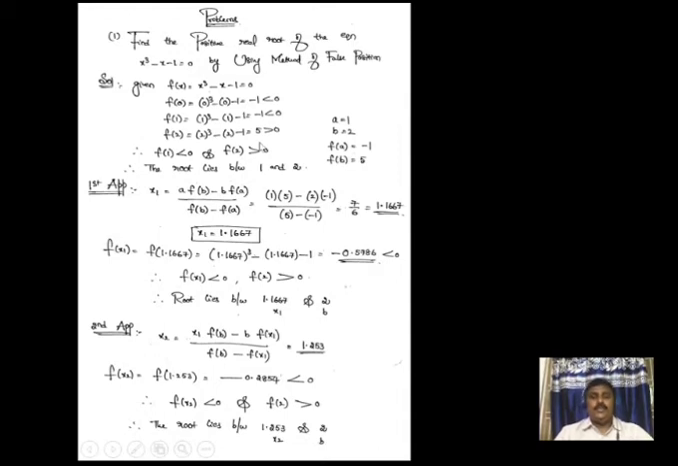The first problem is: find a positive root of the equation x cube minus x minus 1 equal to 0 by using the method of false position. First of all, I have to write the given equation. Now I have to put all the values starting from 0. So f of 0 is less than 0, f of 1 is less than 0, f of 2 is greater than 0. That means f of a is less than 0, f of b is greater than 0. Therefore the root lies between 1 and 2.